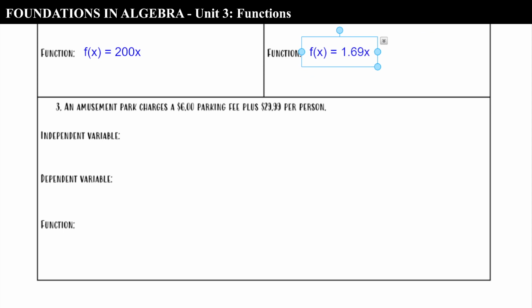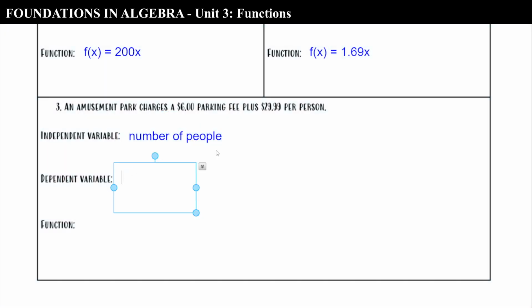For example 3, an amusement park charges $6 parking fee plus $29.99 per person. So our independent variable is going to be the number of people that go to the amusement park. Our dependent variable is going to be the total price we pay.